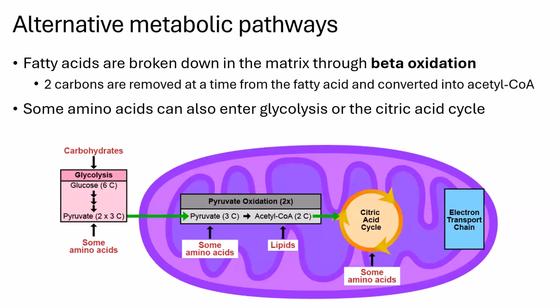Some amino acids can also enter glycolysis or the citric acid cycle, although this is more of a last resort. Alanine can be converted into pyruvate and then undergo pyruvate oxidation and go through the citric acid cycle. Glutamate can be converted into alpha-ketoglutarate, one of the molecules involved in the citric acid cycle, and there are a few other amino acids that can be converted into other molecules in the citric acid cycle and vice versa.